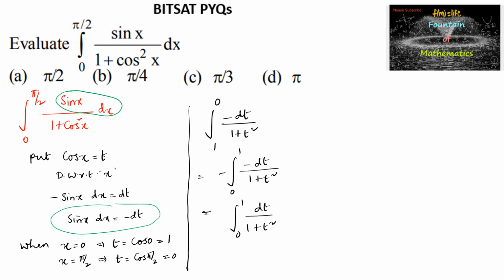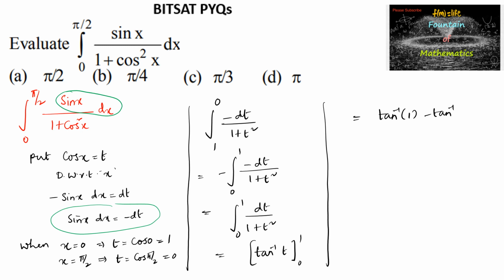We know the integration of 1 upon 1 plus x square is tan inverse x. So we can write tan inverse of t, and here the limits are 0 to 1. So it is equal to upper limit tan inverse of 1 minus lower limit tan inverse of 0. Tan inverse of 1 is pi by 4 and tan inverse of 0 is 0. So we can give the answer pi by 4. So you can go with option B, pi by 4.